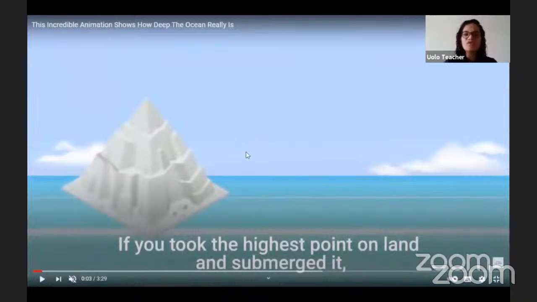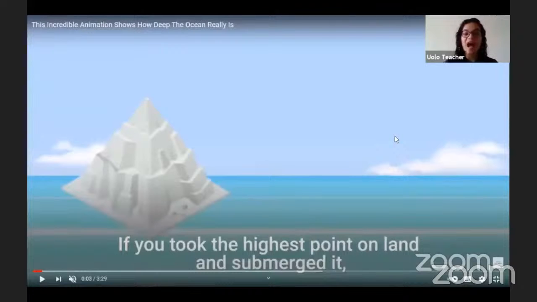Okay, do you all know which is the highest point on land? Like the highest point on land? No? Okay. So it is called the Mount Everest. Okay. And where is Mount Everest? It's in India itself. Okay. So India has the highest point on land, which is called the Mount Everest.